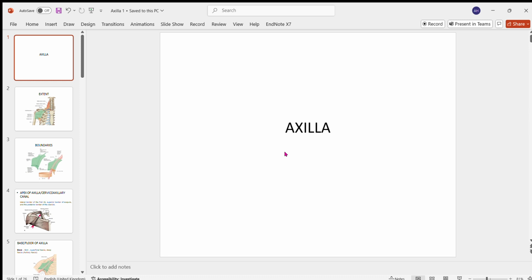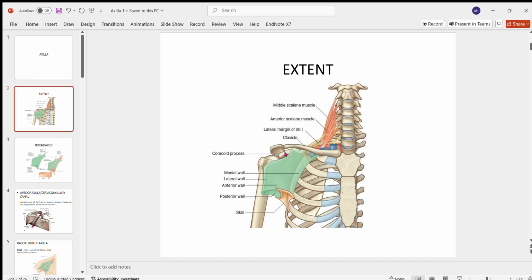So our today's topic is axilla. What is axilla? Axilla is the area, in layman terms, the armpit. It is the area that extends from the clavicle below till the upper part of the humerus and medially till the upper four ribs. So it is a pyramidal space that is bounded by an anterior wall, a posterior wall, a lateral wall, a medial wall, an apex, and a base.